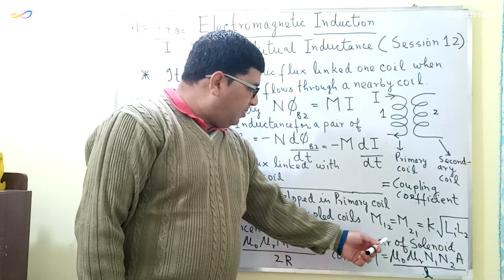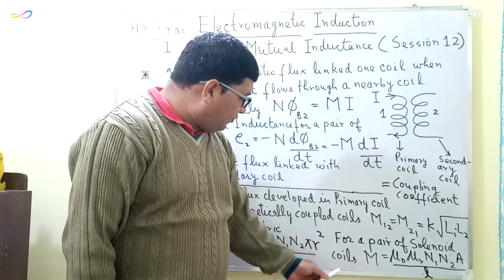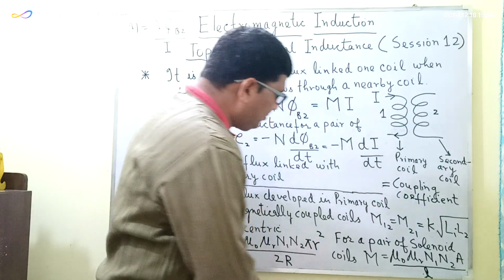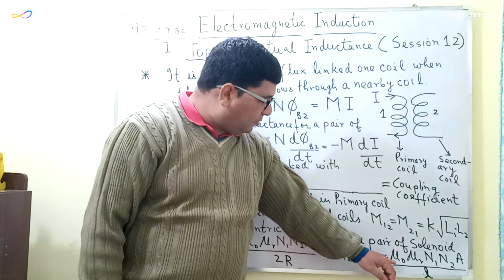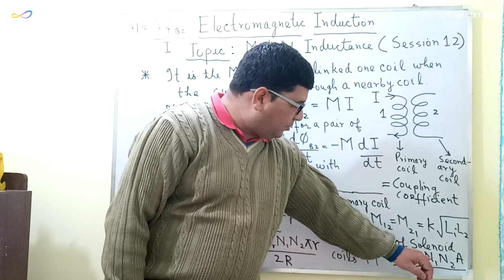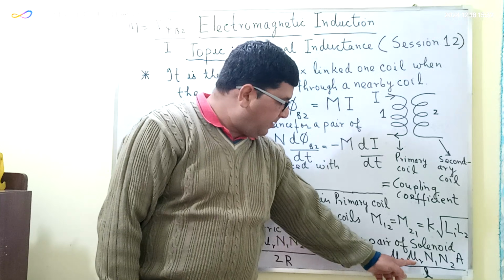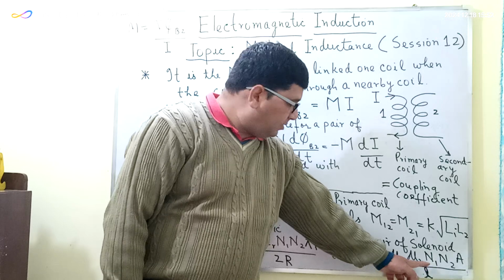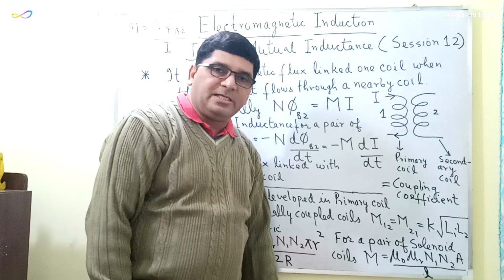Similarly, for a pair of solenoid coils, the mutual inductance is equal to mu r into mu naught into N1 into N2 into A divided by L, where mu naught is the permeability of free space, mu r is the relative permeability of the core, N1 and N2 are the number of turns in the two coils, A is the area of cross section, and L is the length of the coil.